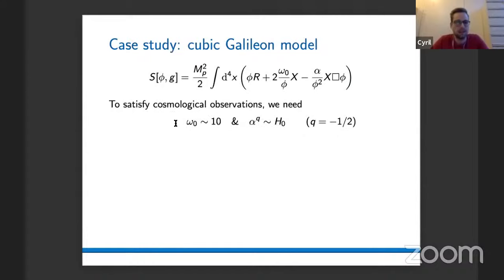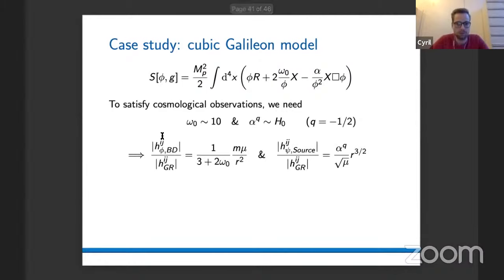To finish this presentation, I will show you a case study, the cubic Galilean model that we saw before, and try to see if those contributions are visible or not. So we have this cubic Galilean theory like this, and to satisfy cosmological observation, it's usually accepted that we would need this parameter omega 0, which is constant, to be roughly 10. This alpha to the power q to be roughly equivalent to the Hubble constant, and the q, as we saw, was equal to -1/2.